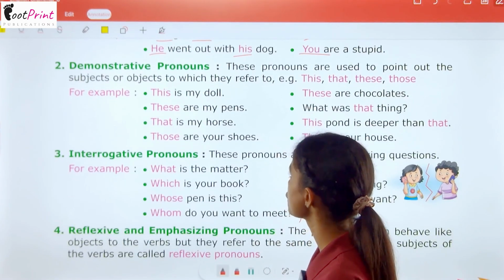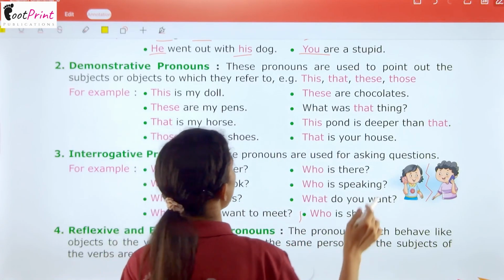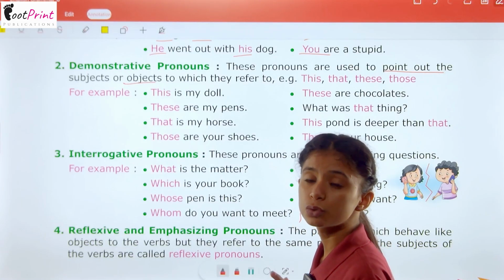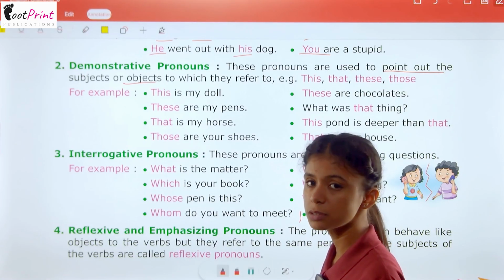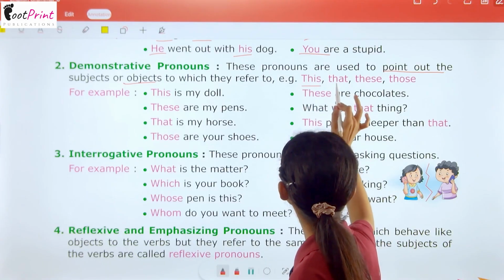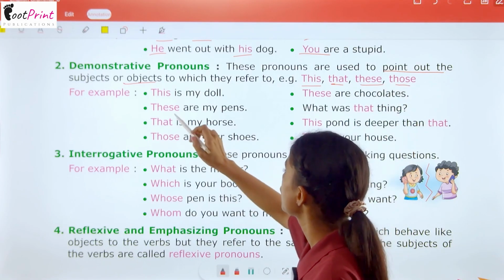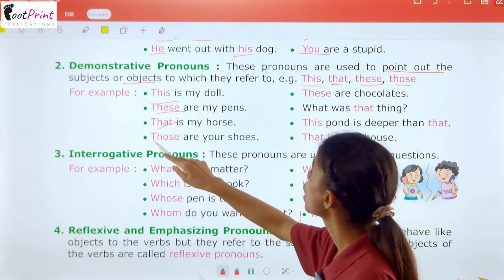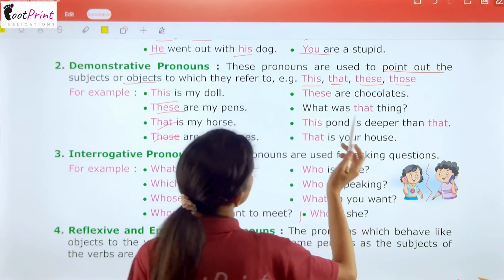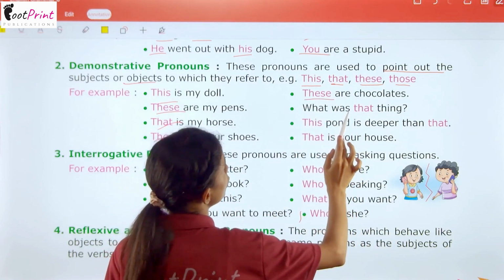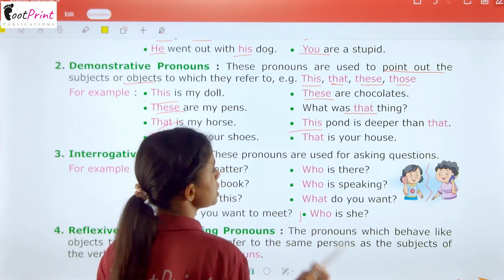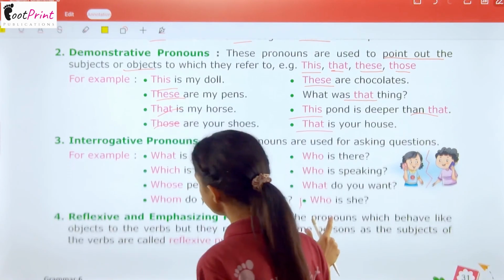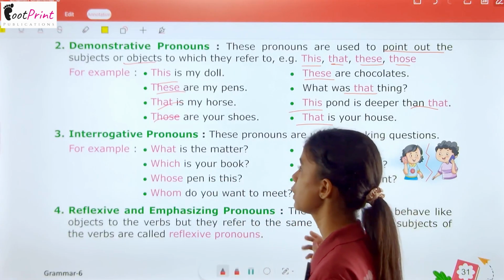Next we have demonstrative pronouns. These pronouns are used to point out the subjects or objects to which they refer. For example, this, that, these, those. This is my doll. These are my pens. That is my horse. Those are your shoes. These are chocolates. What was that thing? This pond is deeper than that. That is your house. All these are examples of demonstrative pronouns.